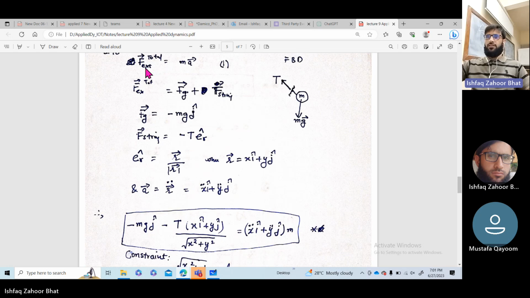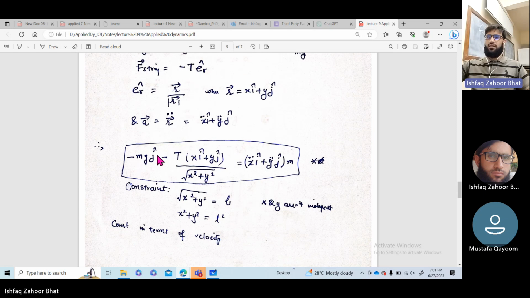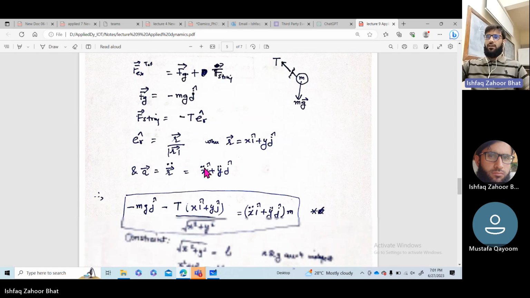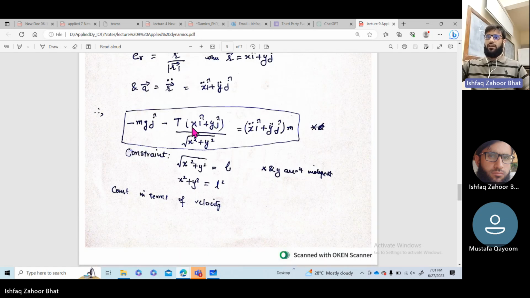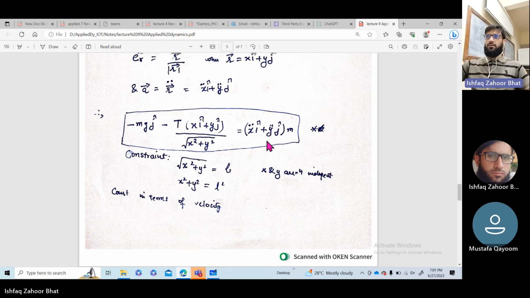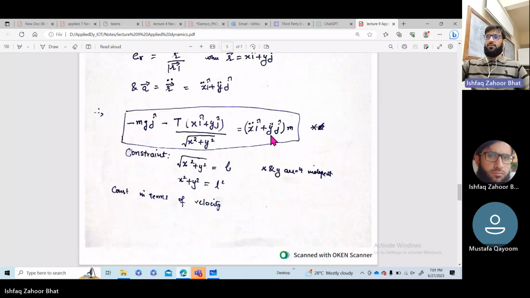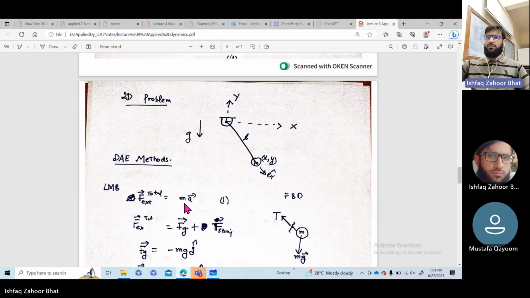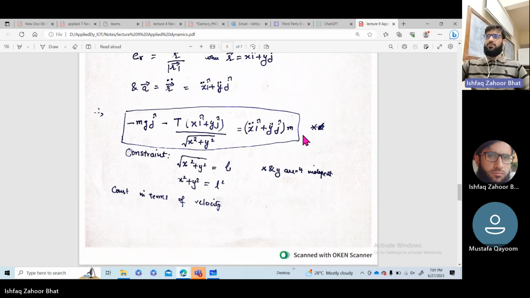So this equation, that is F external is equal to m times a. I replace this total F external by these things. I get minus mg j minus T e_r. e_r is nothing but r upon magnitude of r, and r is x i plus y j, and mod of r is under root of x square plus y square. That is equal to m times a, the acceleration. Everything I have derived here, I substitute in this equation 1, and I get this equation.